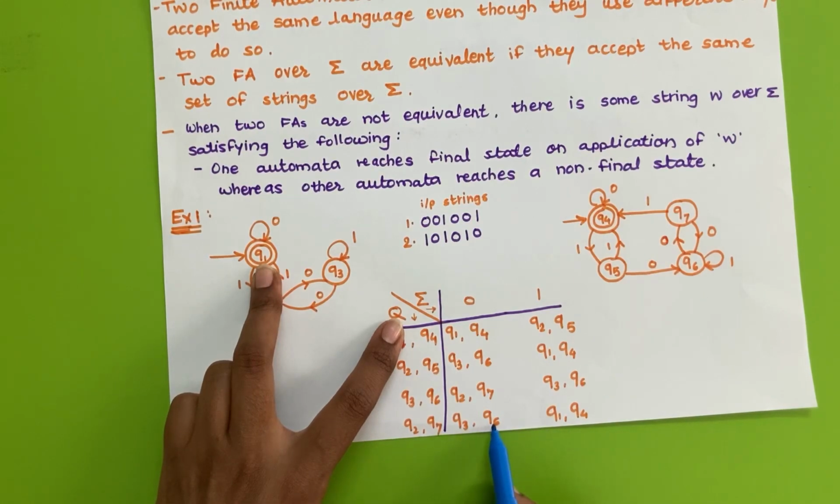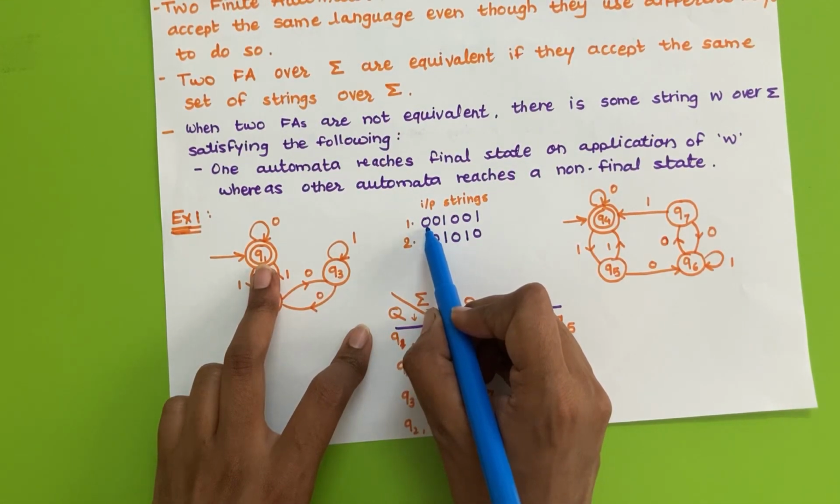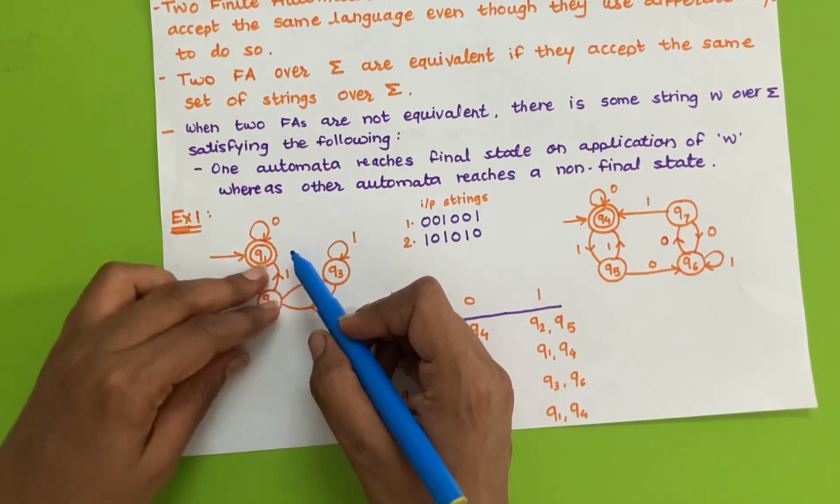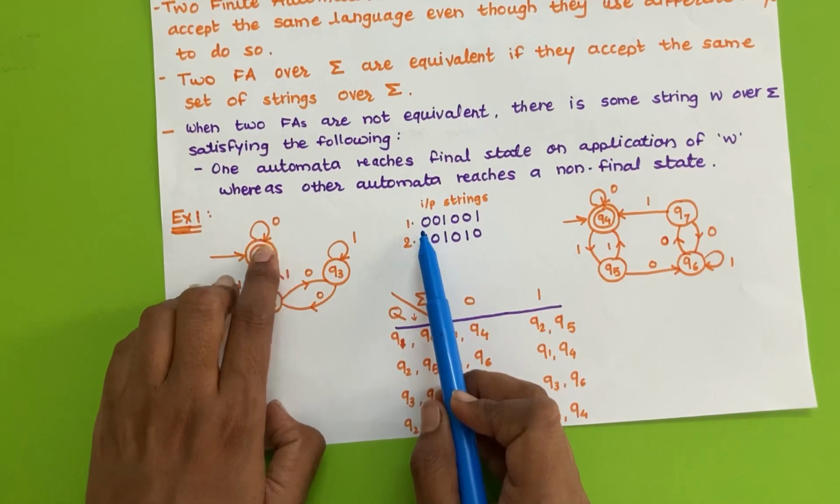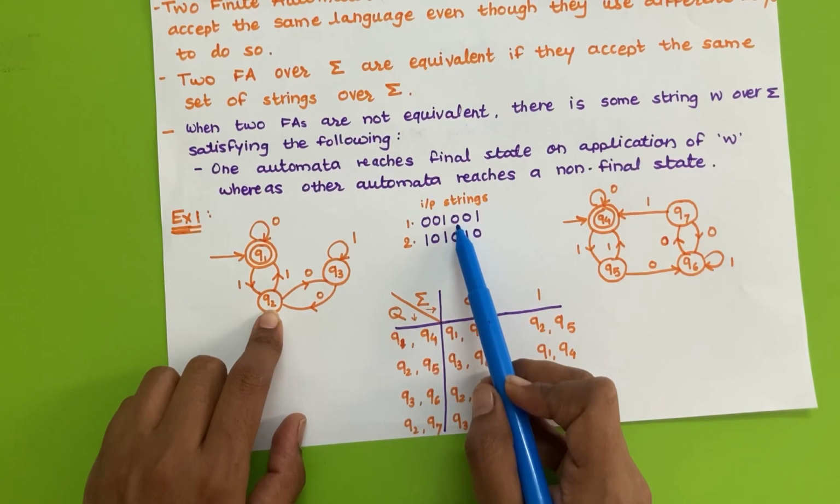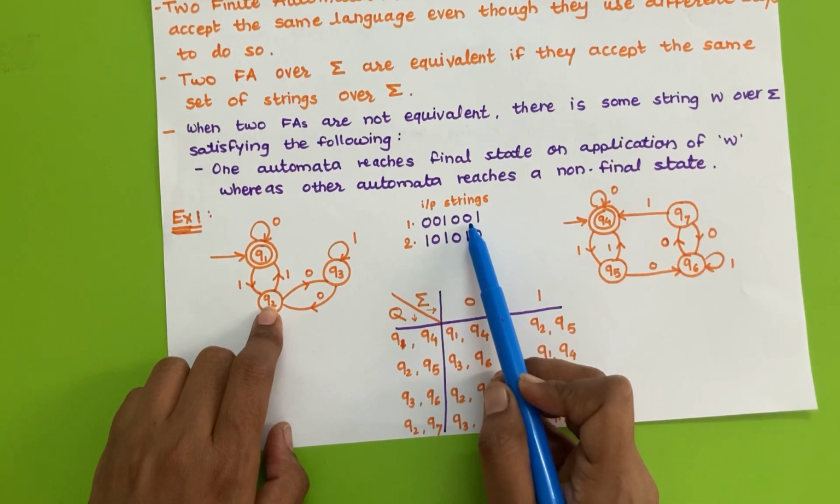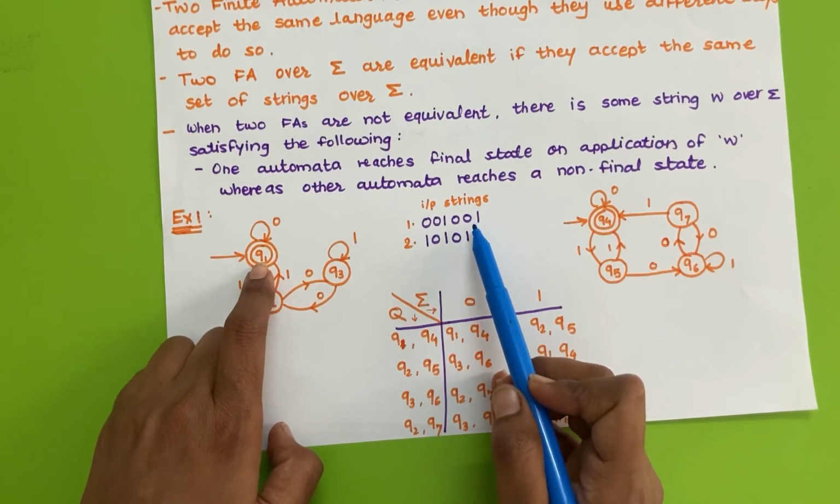Here again, non-final and final combination. Okay, what does this mean? If we input the string 001 to this FA, what will happen? First it will read 0, then 1, it will go to state Q2, then after this 0 it will go to Q3, then the next 0, and then again 1. So after reading the whole string, it will reach the final state, that is Q2.